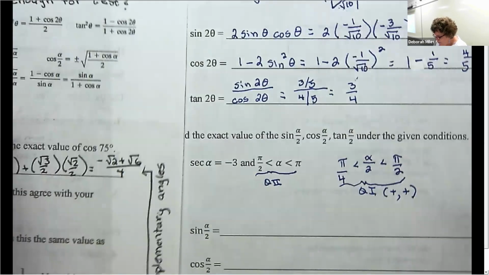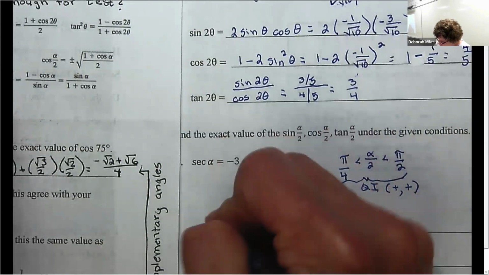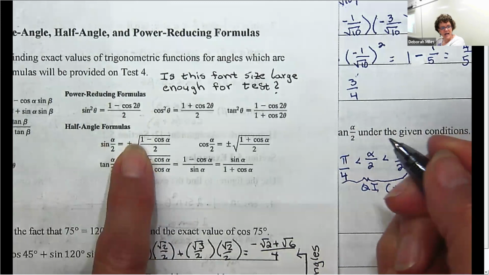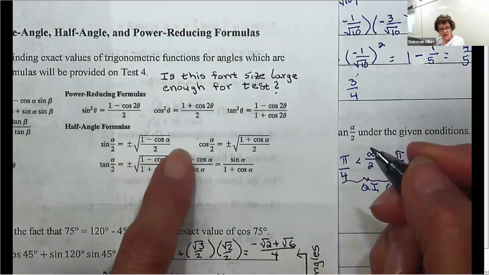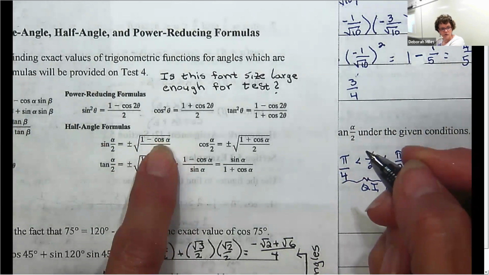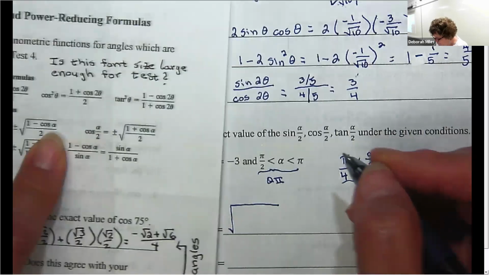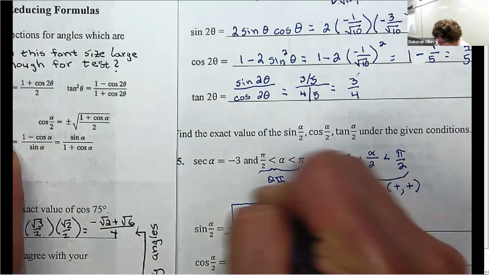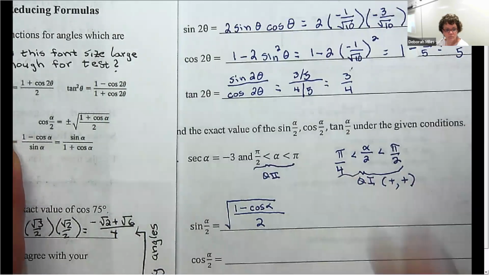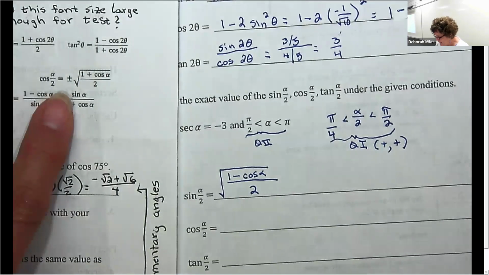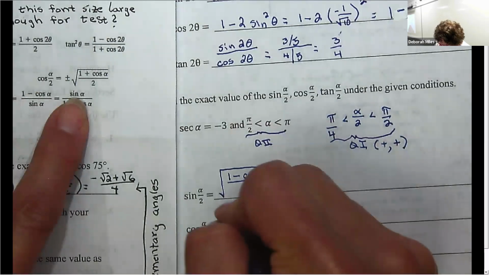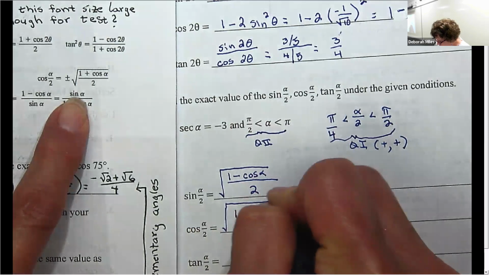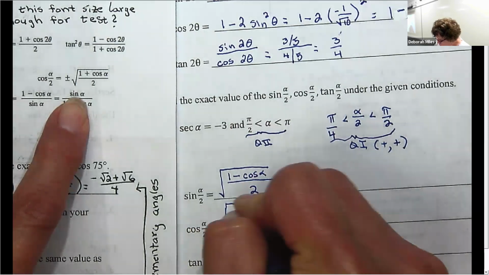For sine of alpha over 2, we'll use 1 minus cosine alpha. This is not alpha over 2 under the radical. It's just 1 minus cosine alpha over 2. And when we get to the next part, it's 1 plus cosine alpha over 2.